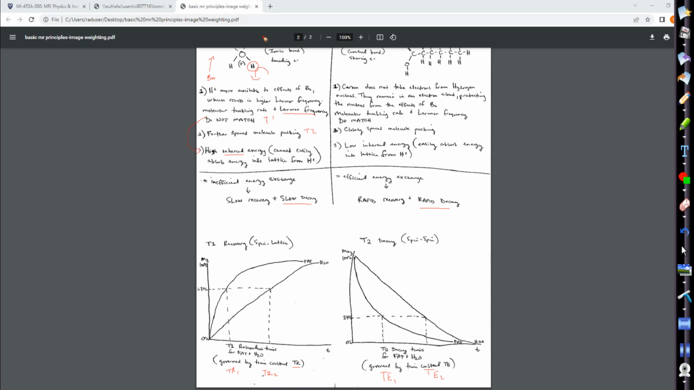The main thing you should take away, though, is kind of this right here. Due to these factors, this is what's really happening. It's really just an inefficient energy exchange, and when that happens, it has a slower recovery and a slower decay. Okay? But this is really the reasoning behind it.